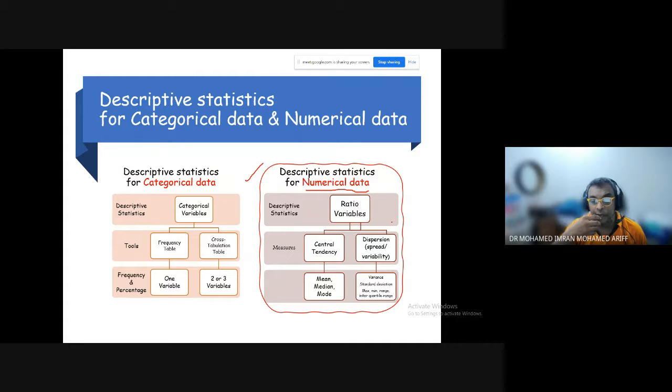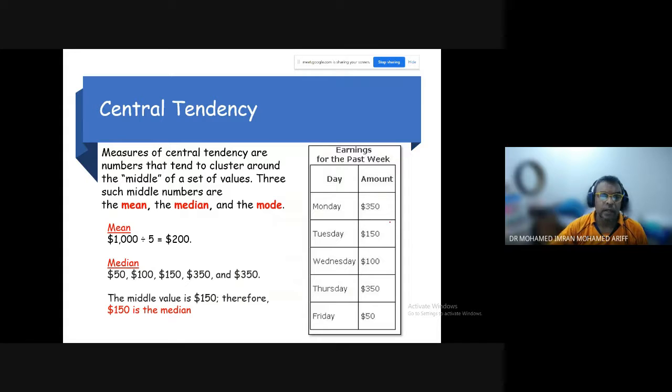So you can do central tendency or dispersion, spread. Show you how. Okay, let's say you collect this data on the earnings for the past 1 week from a small company. Okay, mungkin ini you ambil daripada satu cafe owner lah.